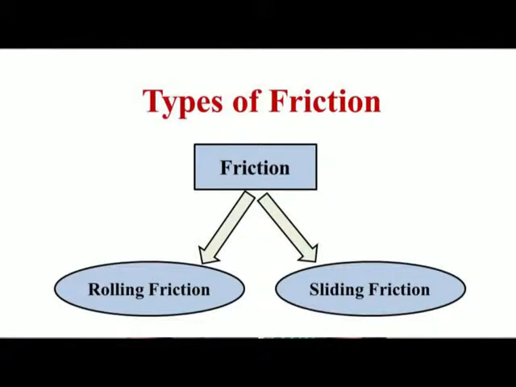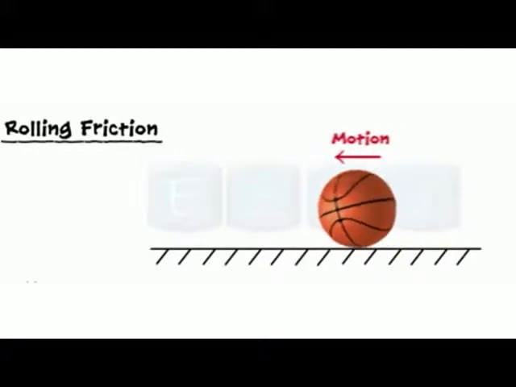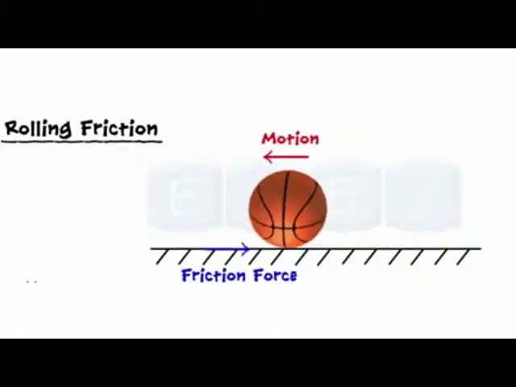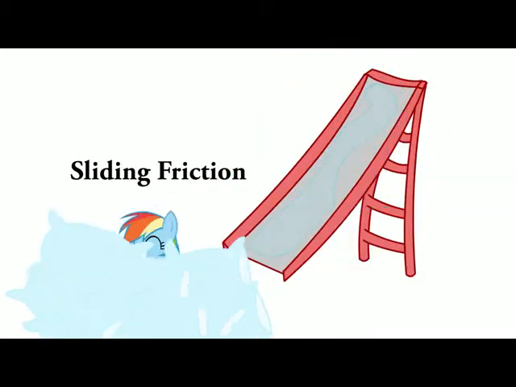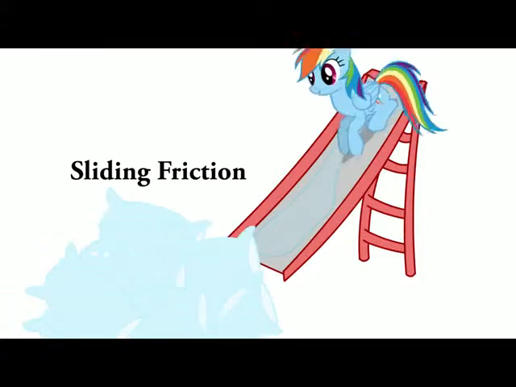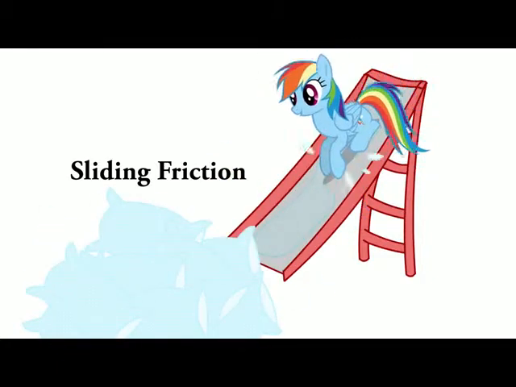There are two types of friction. Number one, rolling friction, and number two, sliding friction. What is rolling friction? When one body rolls over the surface of another body, we call it rolling friction. Similarly, when one body slides over the surface of another body, we call it sliding friction.